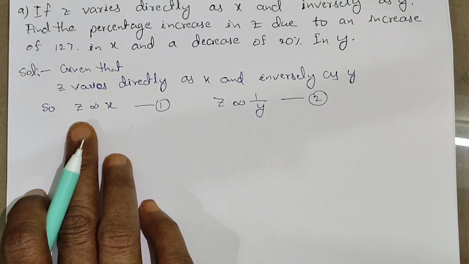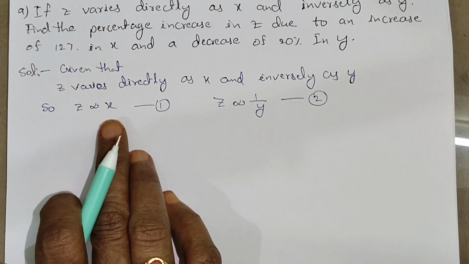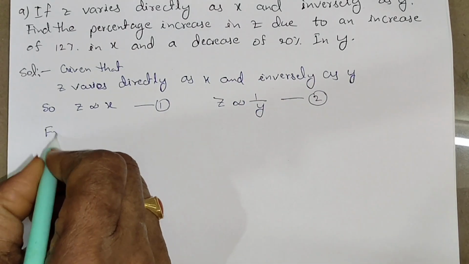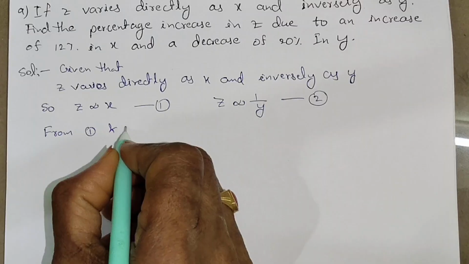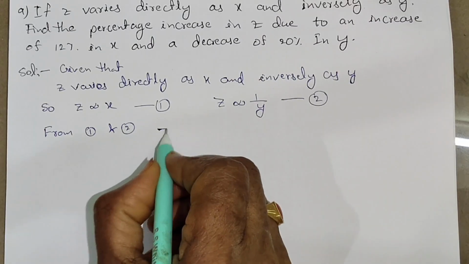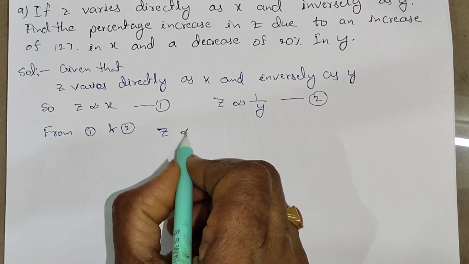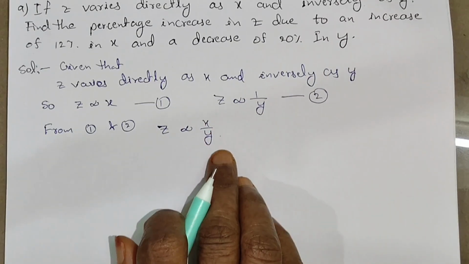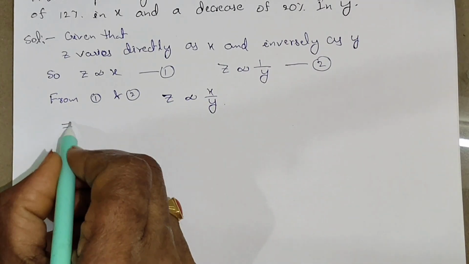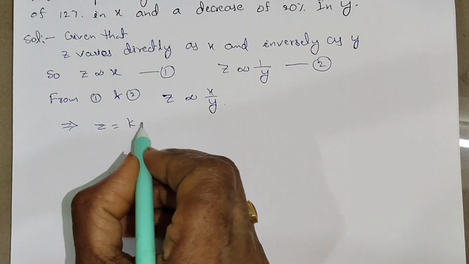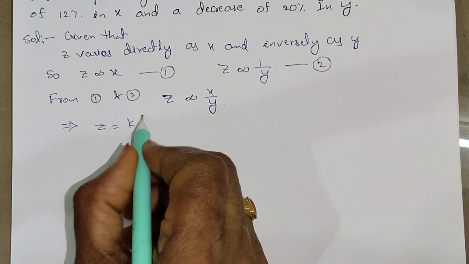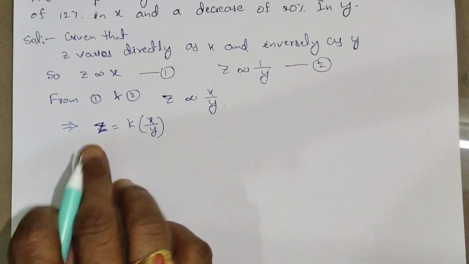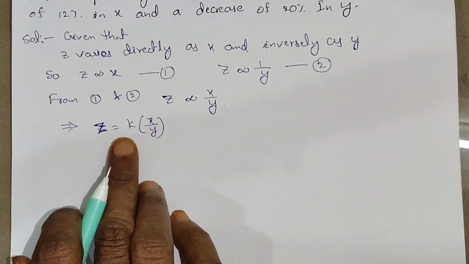Z is directly proportional to X and Z is inversely proportional to Y. So from 1 and 2, we write Z is proportional to X by Y. So we write Z is equal to k into X by Y, where k is a proportionality constant.